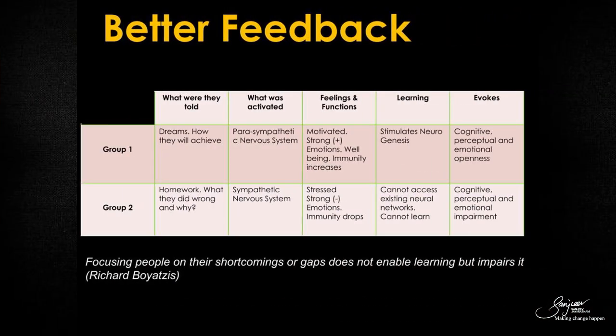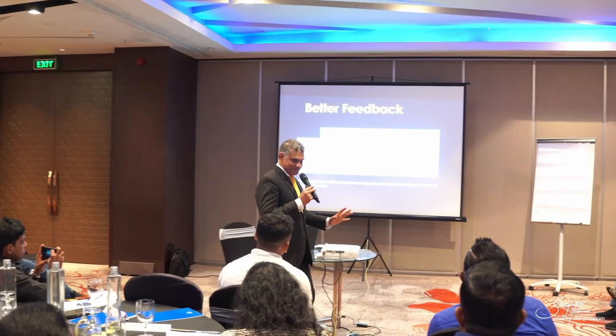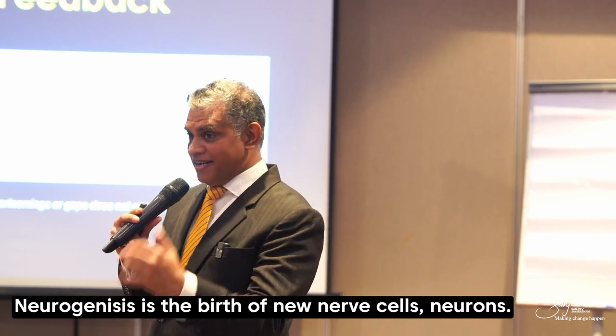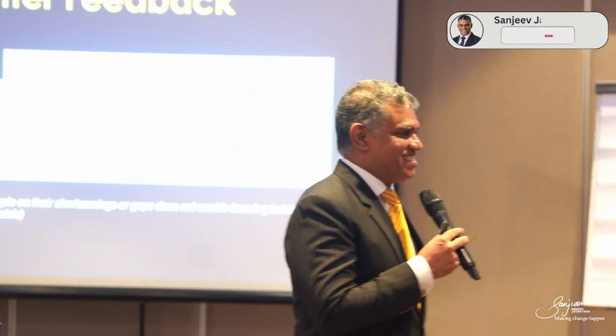So with the parasympathetic nervous system opening, what were the feelings and functions group one had? Highly, highly motivated, strong emotions. Their well-being increased, their immunity increased. It also stimulates something called neurogenesis. Neurogenesis is the birth of new nerve cells, neurons. Genesis, birth, neurons.